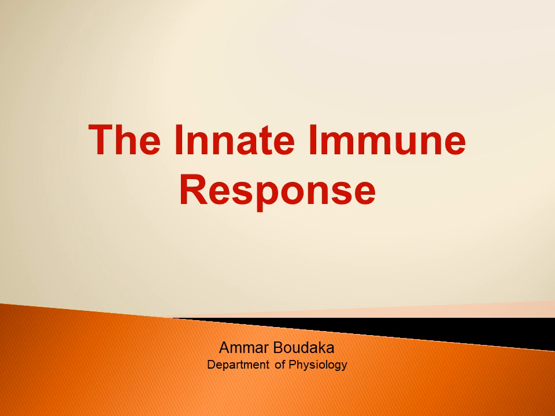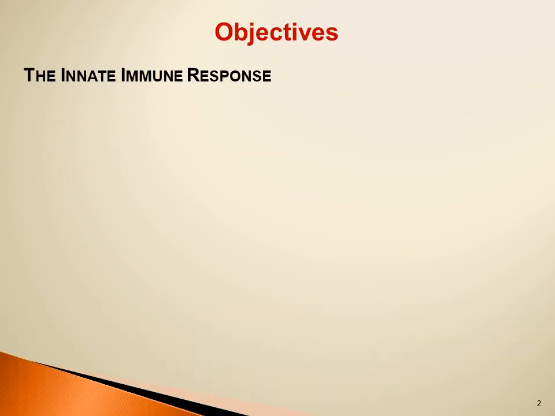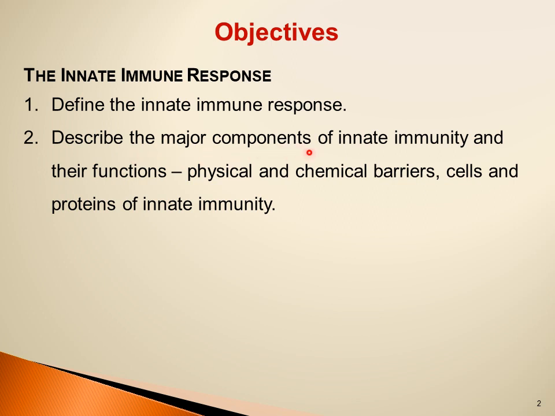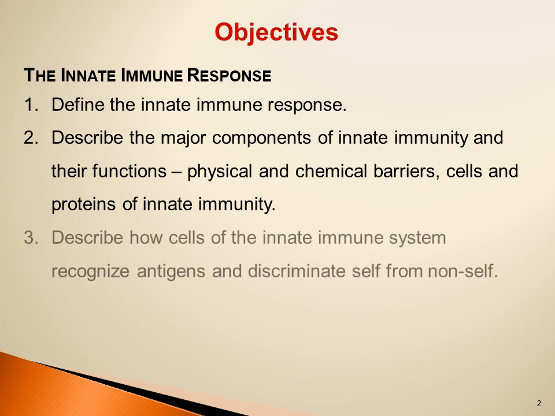In today's session, I am going to cover the innate immune response. The objectives are: define the innate immune response, describe the major components of the innate immunity and their functions. These include physical and chemical barriers, as well as cells and proteins of the innate immune response. Then I will describe how cells of the innate immune system recognize antigens and discriminate self from non-self.